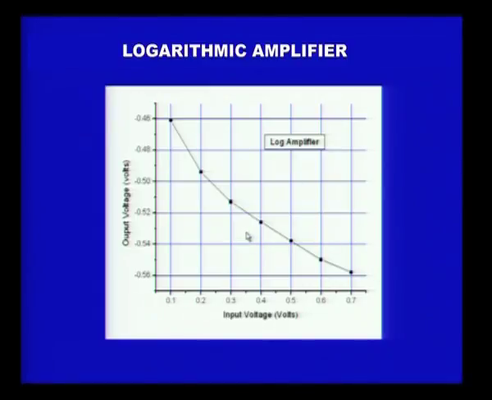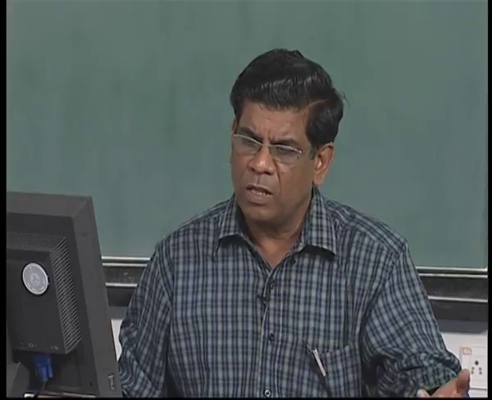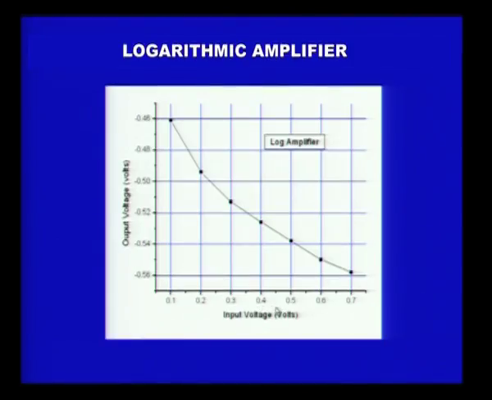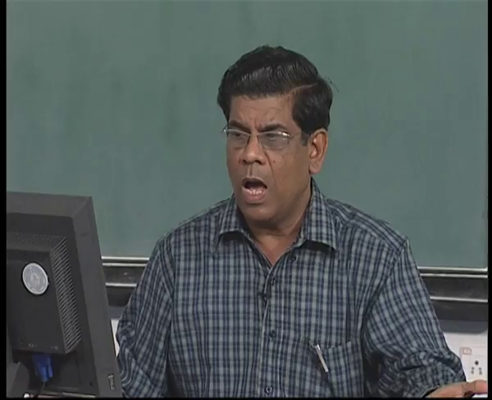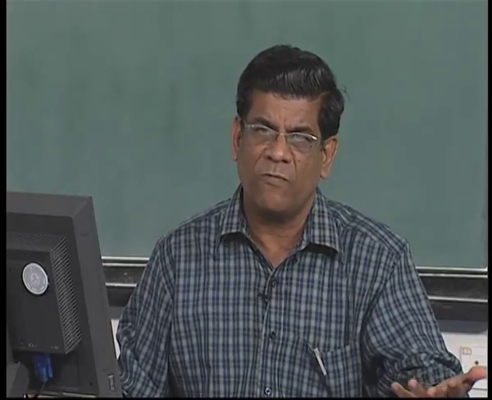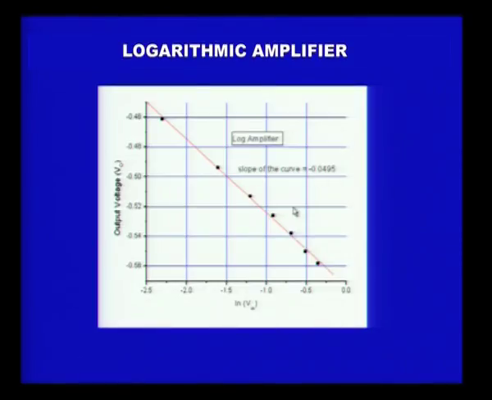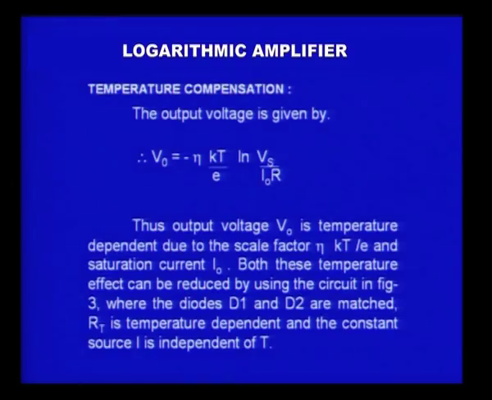To see whether it is really logarithm, I take the logarithm of V in and draw a graph between the logarithm of V in versus V output. That is what I have done in the next graph. You can see the x axis is logarithm of V in, and output is directly plotted in voltage. You get a linear graph. That means this corresponds to the logarithmic behavior, and the slope of the graph is around 0.495. So a very simple logarithmic amplifier can be constructed using a diode in the feedback.